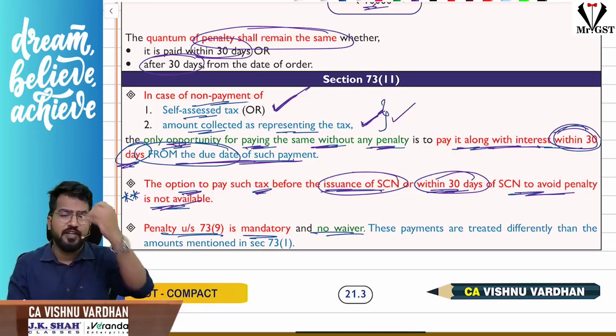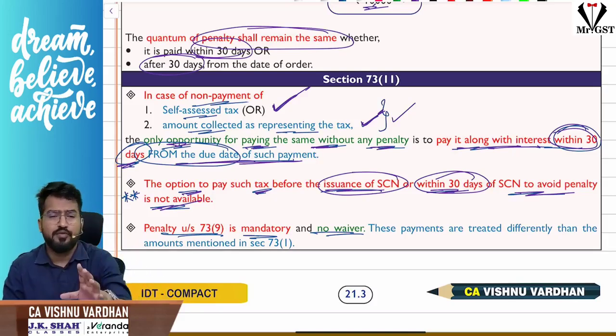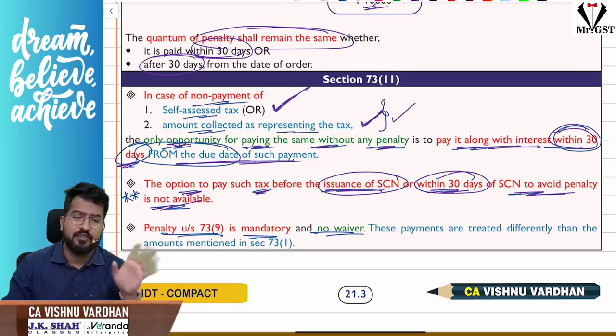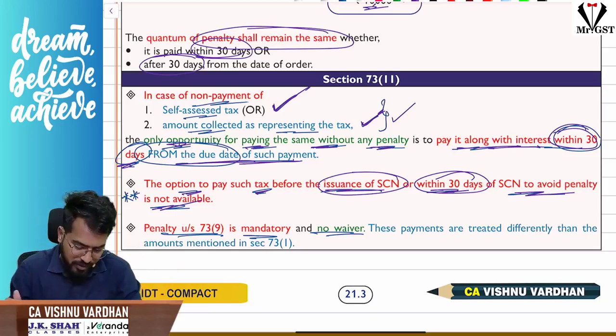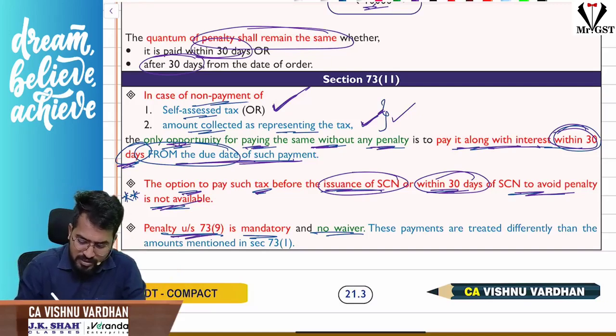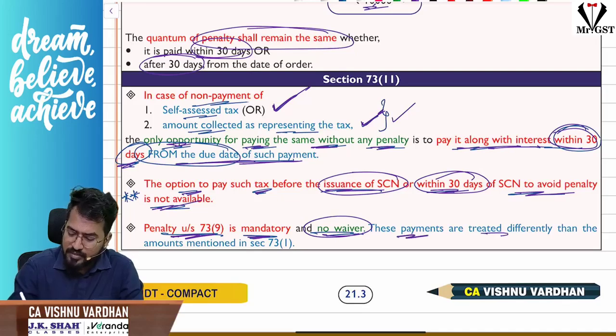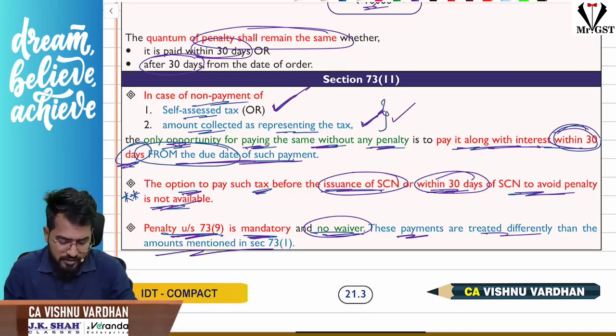If you are only identifying and paying without us pointing out or without us catching you, then you can pay along with interest even after the due date, no problem. But if we catch, there will be penalty for sure. Okay, that is the point. So penalty under section 73 subsection 9 is mandatory and no waiver. These payments are treated differently than the amounts mentioned in 73 subsection 1.